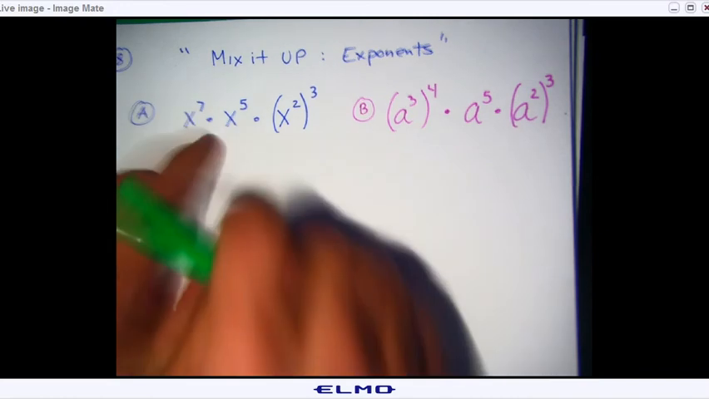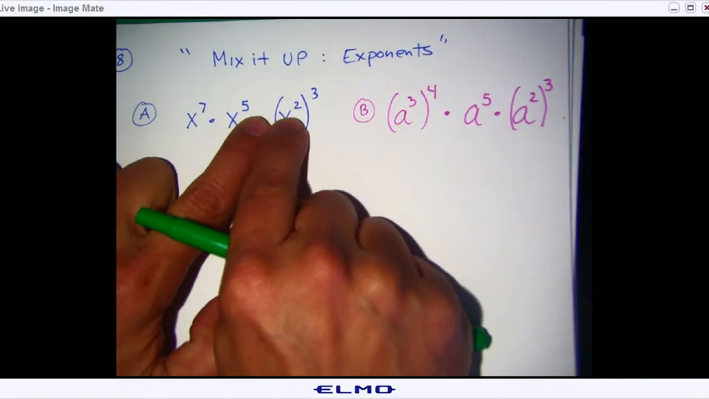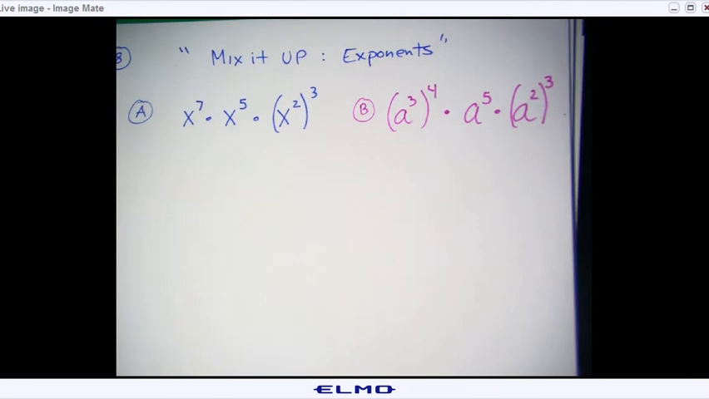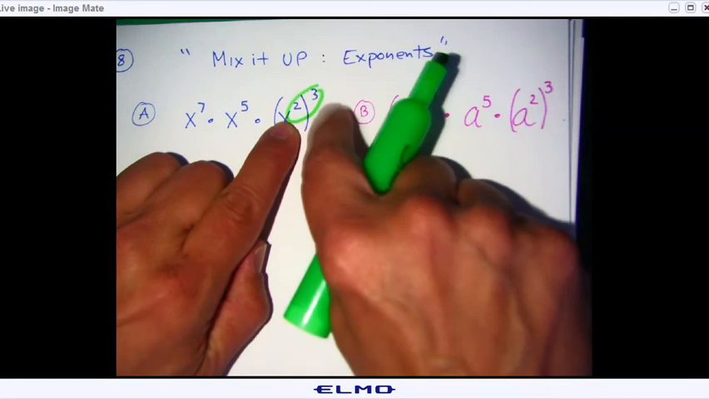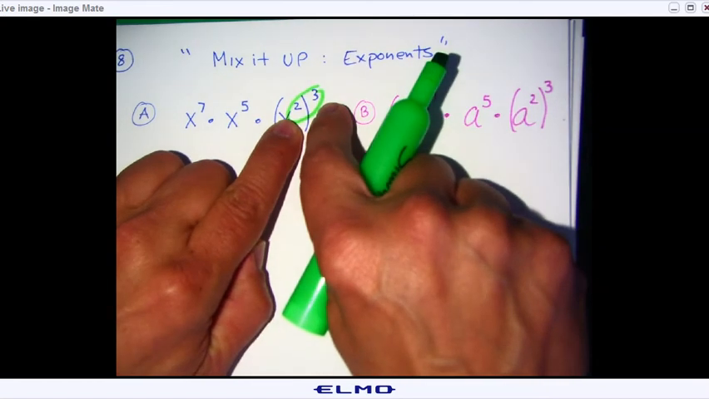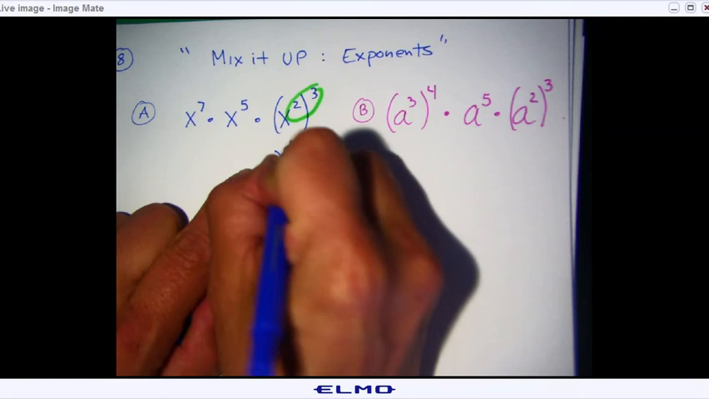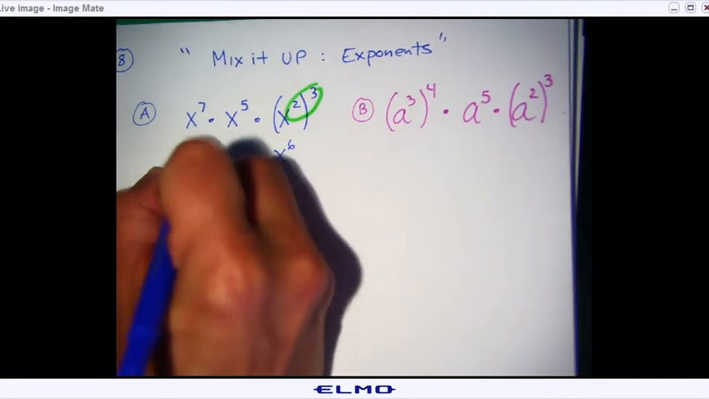So here, look at it. You have x to the 7 times x to the 5, but you have a power to a power. Let's take care of that first. Power to a power, you need to multiply. So what do we have? x to the power of 6. Got that? Now, let's drop everything down.